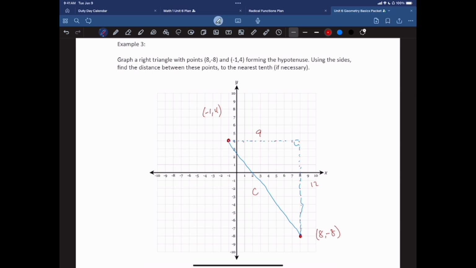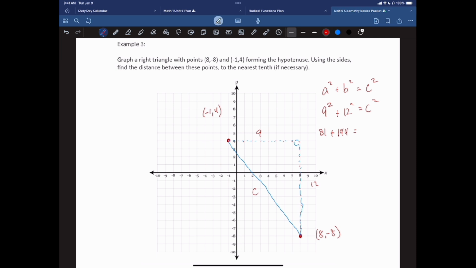Okay, so my formula would look something like this, where we go 9, remember it's just a squared plus b squared equals c squared. So we can do 9 squared plus 12 squared equals c squared. Okay, well 9 squared is just 81. 12 squared is 144. You can use a calculator, right?